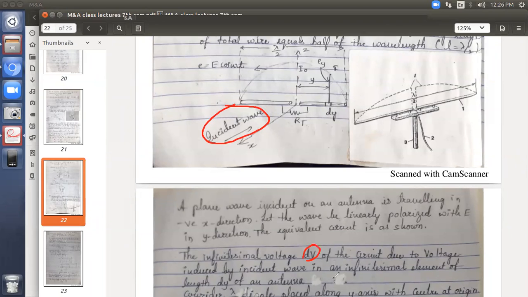That is because of what? Because out of this complete length, only a small part dy we have considered. So a small infinitesimal, elemental length dy of an antenna. Because of this smaller element out of the total length, we have got a smaller value of the induced voltage.